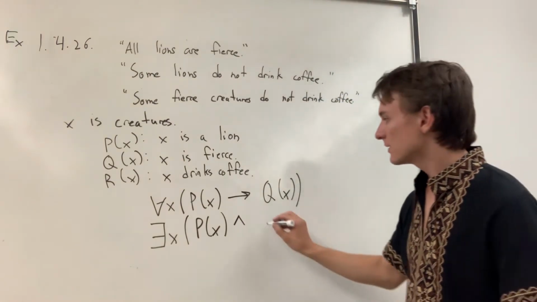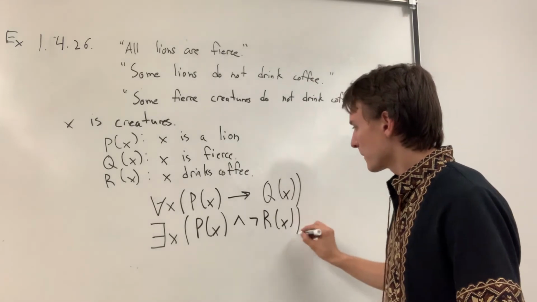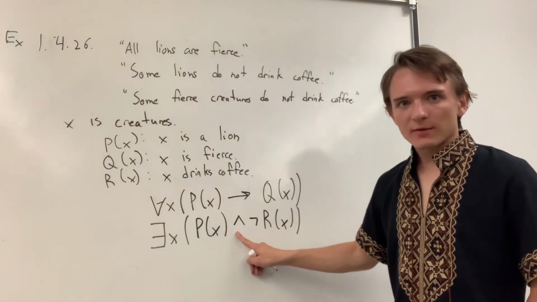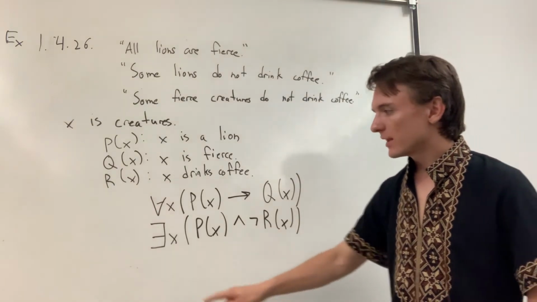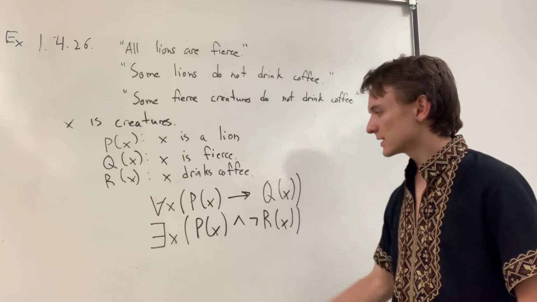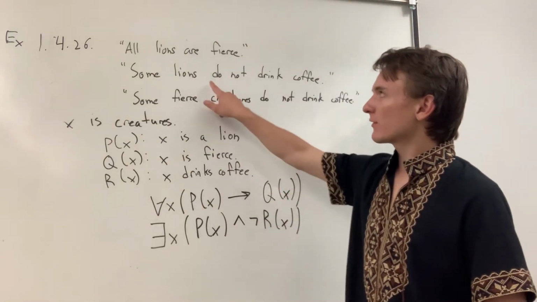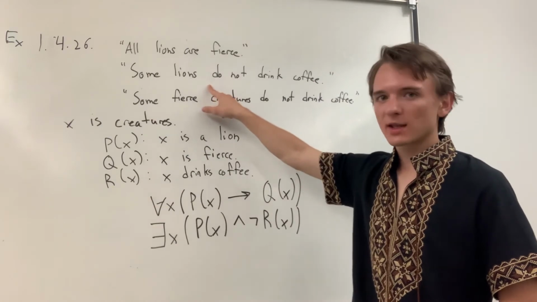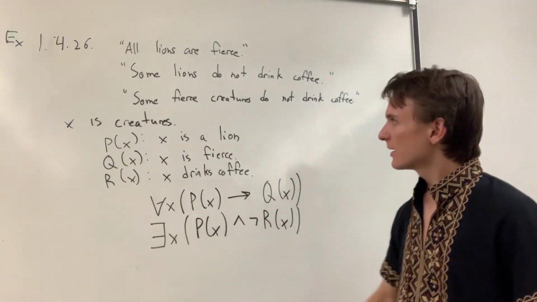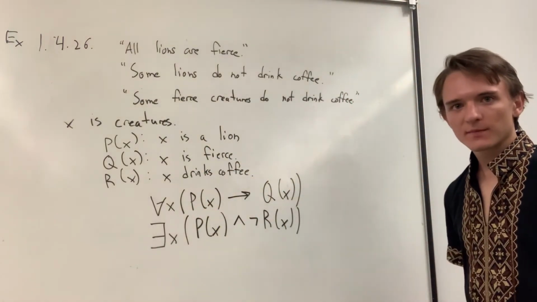Not drinking coffee is the negation of R. So you might be wondering, why are we not using the implication here? Well, when we have an existential quantifier, we do not use the implication symbol. Instead, we use the and. Also, we don't have the keywords are or is, so chances are it wouldn't be an implication anyway.